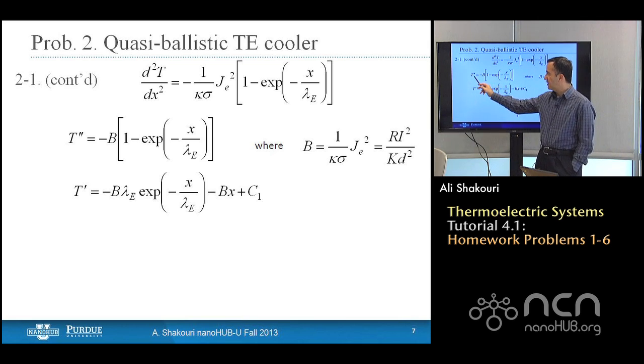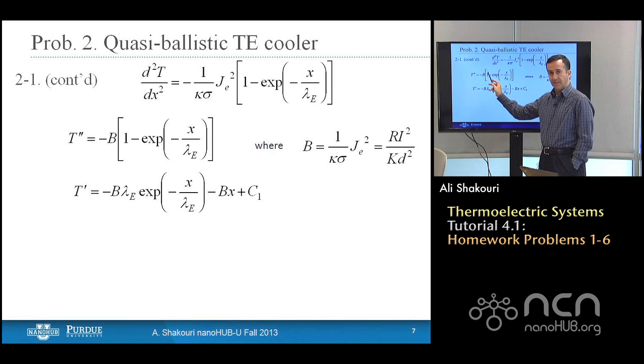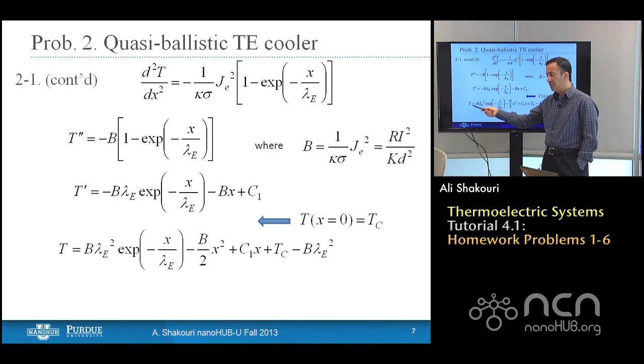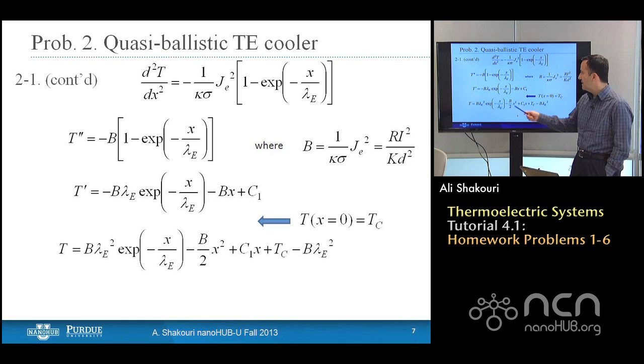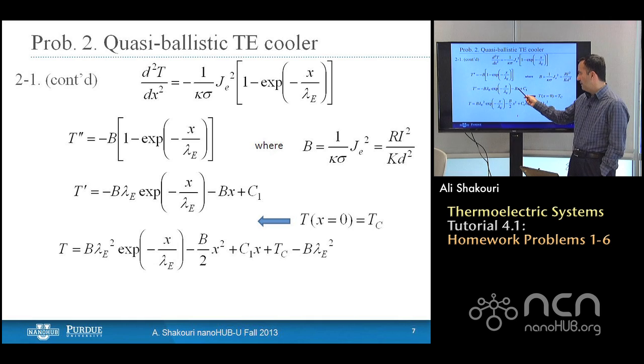If this is the second derivative with respect to space, the first derivative with respect to space is this form. Basically, there is a lambda e that comes here. b becomes b times x, and there is a constant. Basically, the derivative of this is this. Simple. But then you take from that another integral to calculate temperature as a function of distance, and this exponential term gives you another lambda e, becoming lambda e squared. bx gives you 1/2 bx squared. C1 gives you C1 x, and there is another constant which is coming, and that constant is Tc minus b lambda squared. How do we know that?